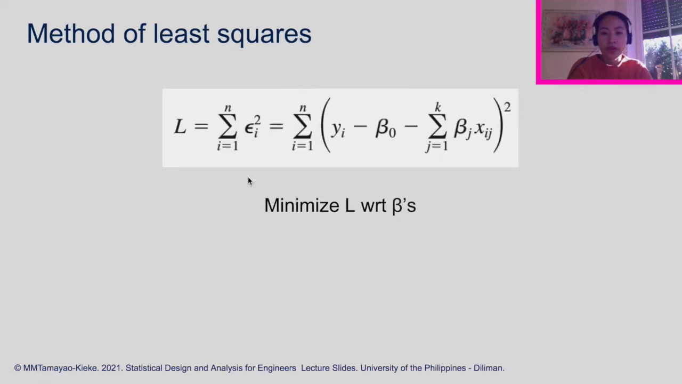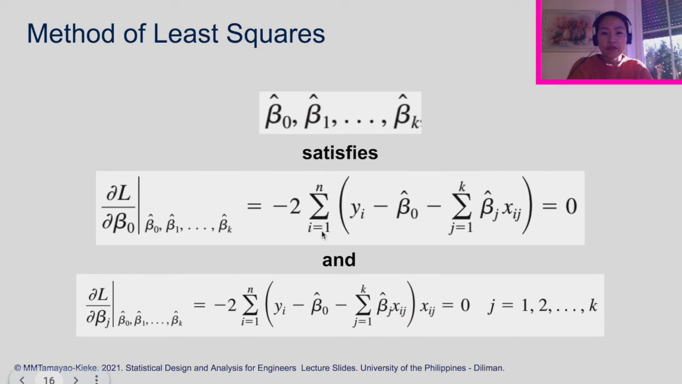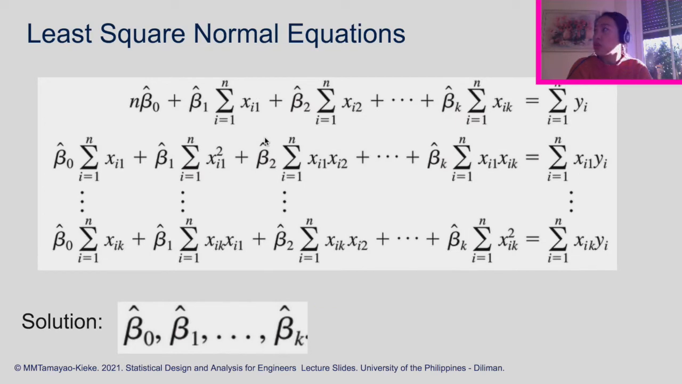From here, getting the derivative, we would get this with respect to beta naught, and this with respect to the beta sub j's, and equate that to 0. Simplifying those, we would derive the least squares normal equations as shown here. The solution to these normal equations are your regression coefficient estimates, which are beta naught hat, beta 1 hat, to beta k hat. These are also called your model parameters.